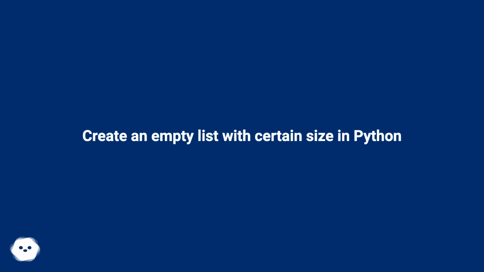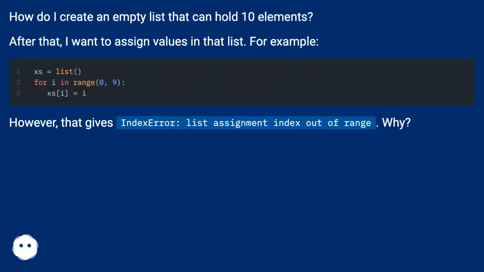Create an empty list with certain size in Python. How do I create an empty list that can hold 10 elements? After that, I want to assign values in that list. For example, however, that gives IndexError: list assignment index out of range. Why?